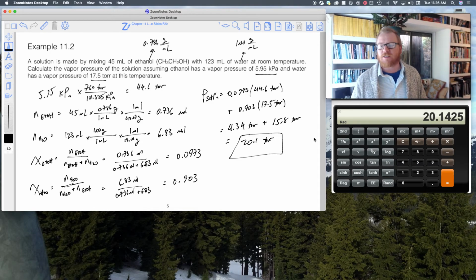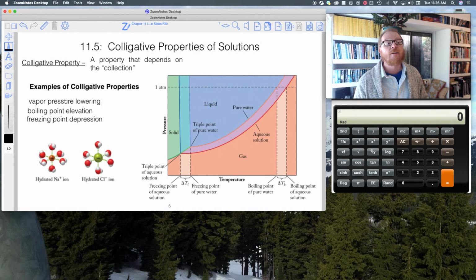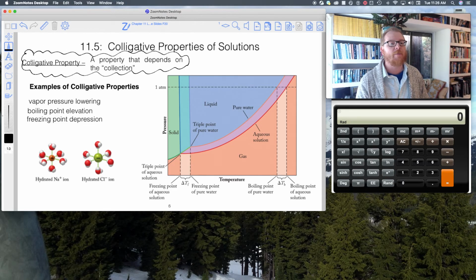So all of this stuff that we've done are what we call colligative properties, okay? And what colligative property means is it's a property that depends on the collection. And no, I'm not talking about the Borg. I'm not gonna assimilate you. So this collection really means the number of things in solution, okay? The more things that we have in solution, the more significant are these colligative properties.